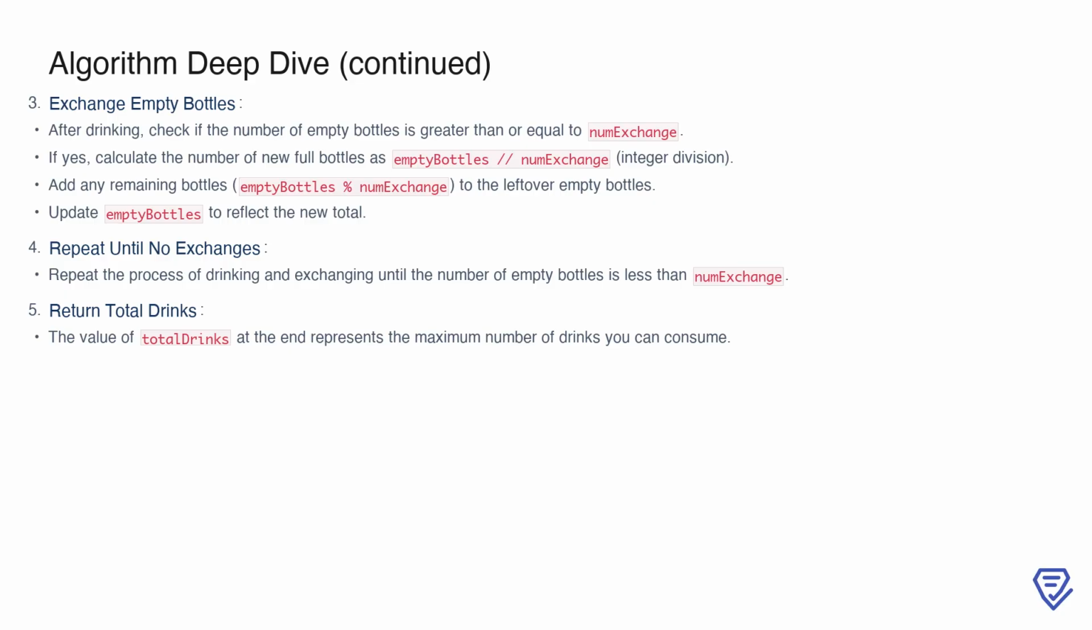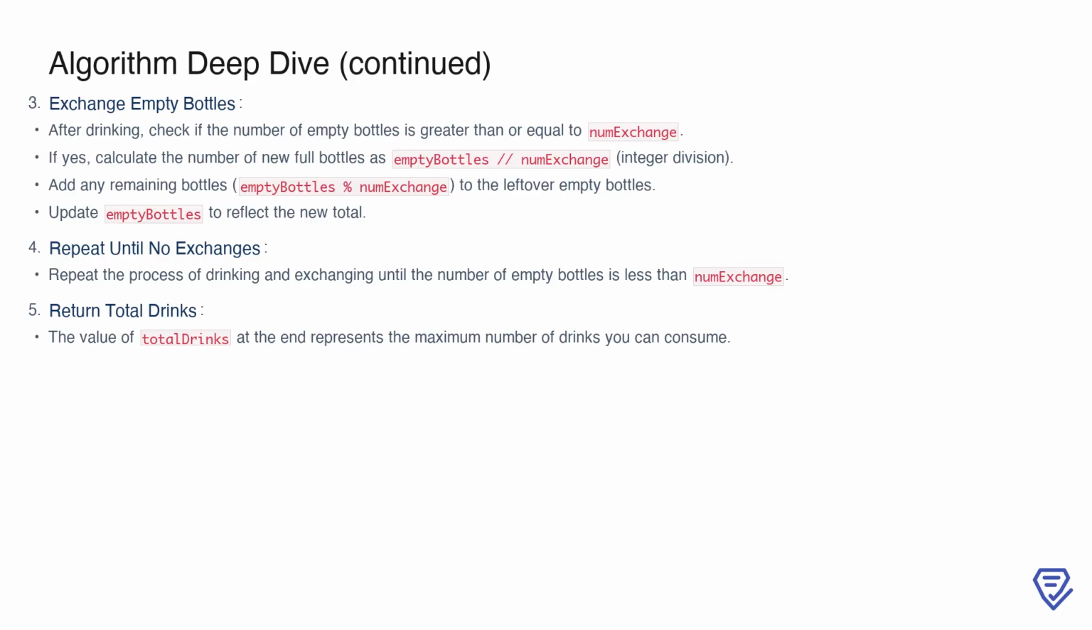Next, we focus on exchanging the empty bottles for new full ones. After drinking, we check whether the number of empty bottles is at least as many as number exchange. If it is, we calculate how many new full bottles can be obtained using integer division, empty bottles / number exchange. This represents the maximum number of full bottles we can get from the available empty bottles. Any leftover bottles that couldn't be exchanged are computed using the modulus operator, empty bottles % number exchange, and these are added back to the empty bottle count. The total number of empty bottles is then updated to reflect this new count.